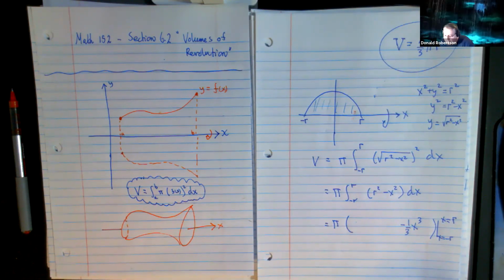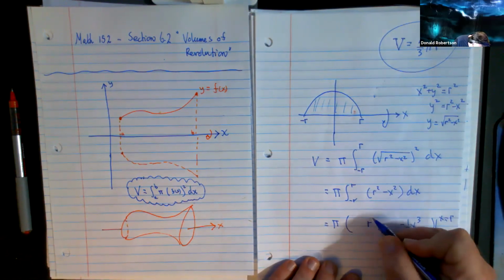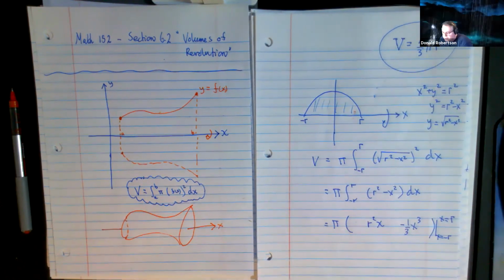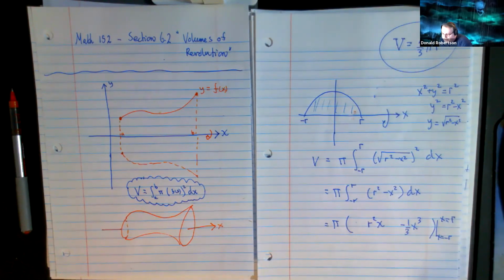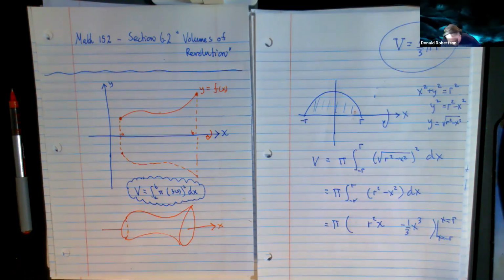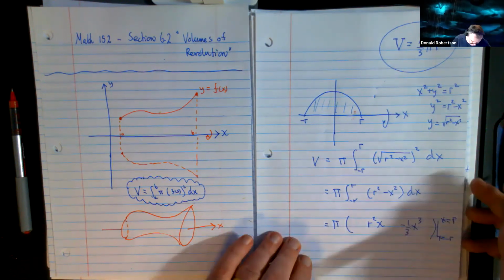R squared is a constant. It's just a number. So when you find the antiderivative for 42, it's 42x. And if it was 7, you'd get 7x. It's r squared, so you get r squared x. Are you happy that the antiderivative of r squared is just r squared with an x? Because r and r squared are considered constants.